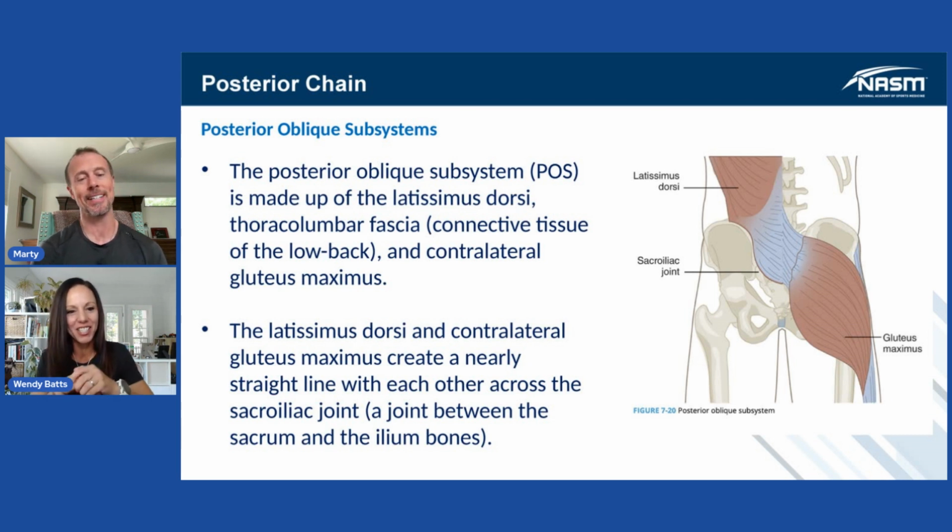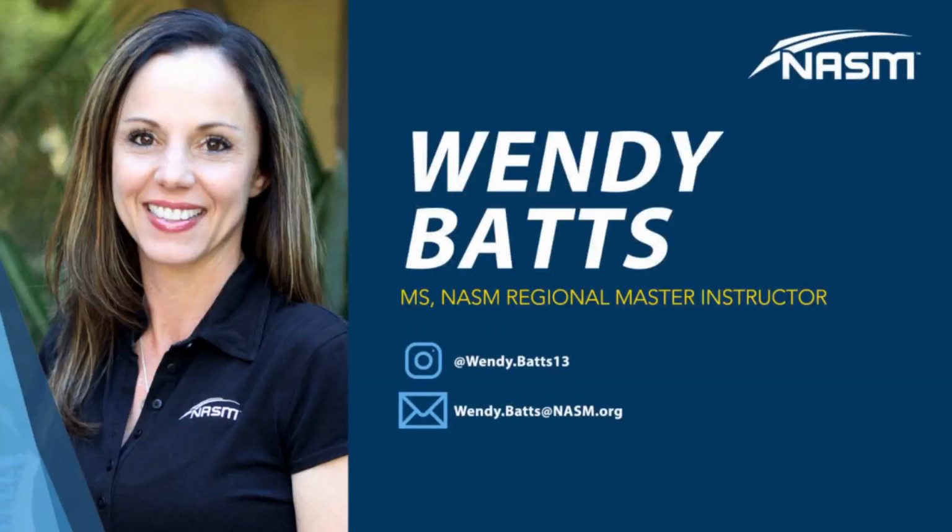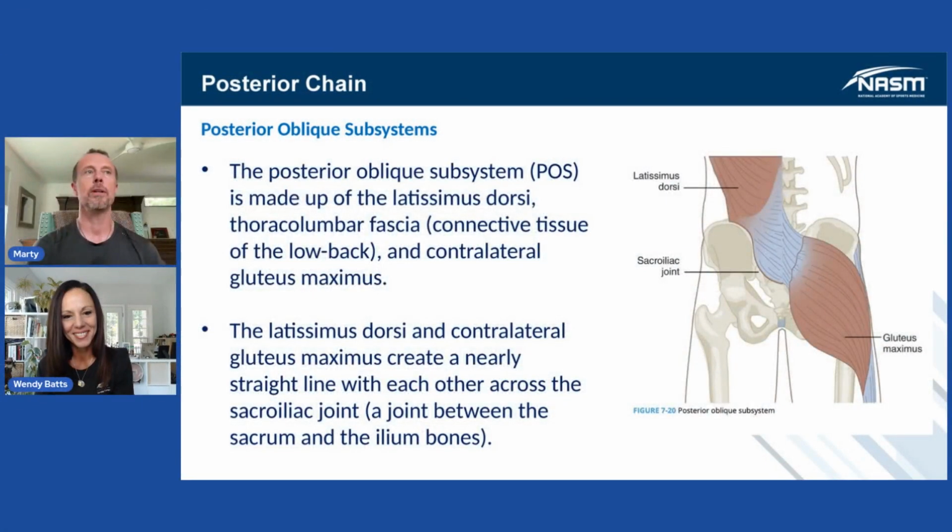Which is the joint between the sacrum and the ilium bones. And so it's a very important joint that often gets locked down if we have common compensations. And as you rotate in extension or rotation, we want to make sure that that joint is also moving appropriately. Yeah. And Wendy, we teach triple flexion, triple extension. We'll talk about that here again.